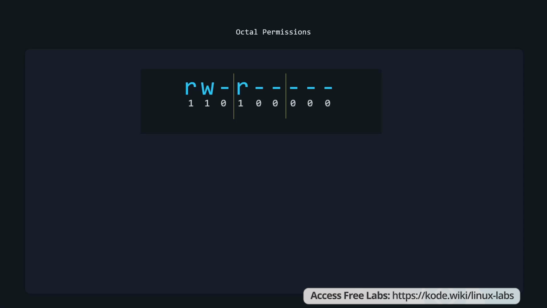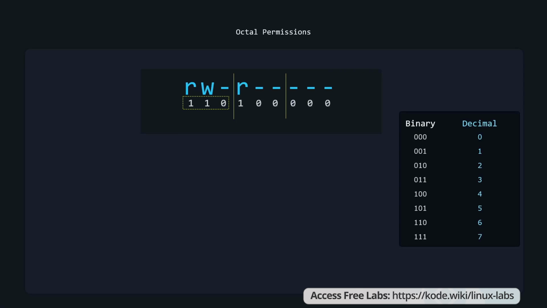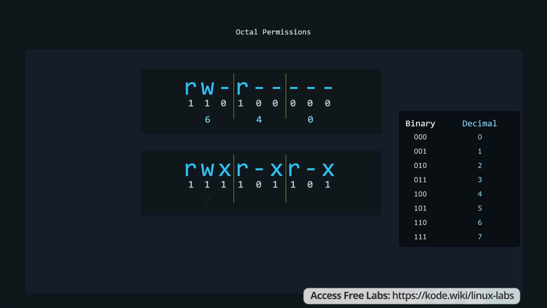Converting this binary to decimal would give us 6 for the first part, 4 for the second part, and 0 for the third part. Here's a quick binary table for your reference. Let's take another example. This time, RWX, R-X, and R-X. So the binary format would be 111, 101, 101, the decimal of which is 755.